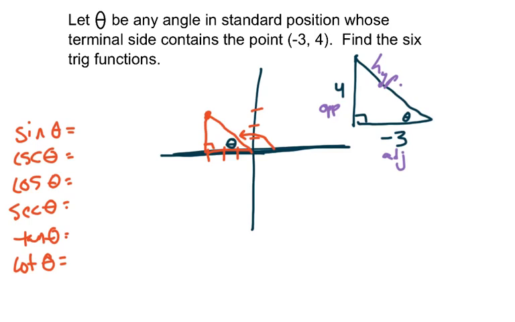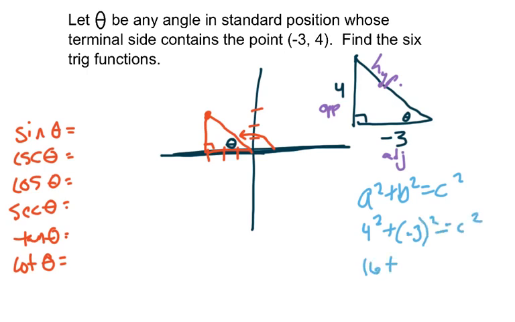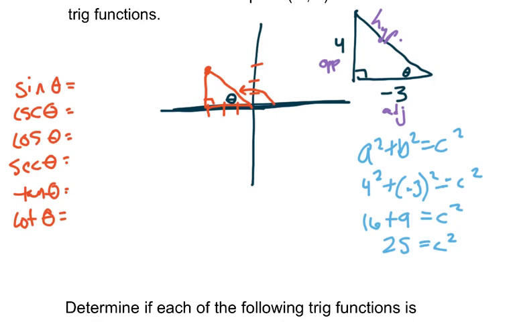In order to fill in these pieces, we are going to need to do the Pythagorean theorem. So one of our side lengths is 4, another is -3, one of our legs, to get the hypotenuse of C. So 16 plus 9, so 25. And so the square root of 25 is going to be a c of 5.